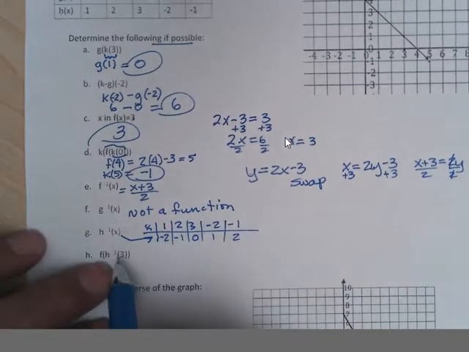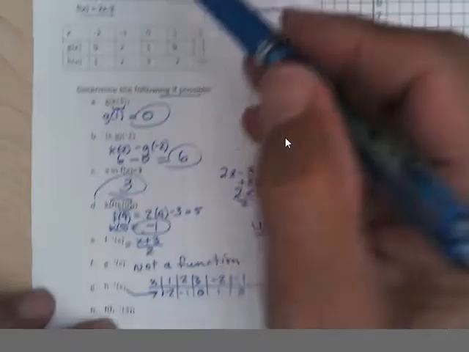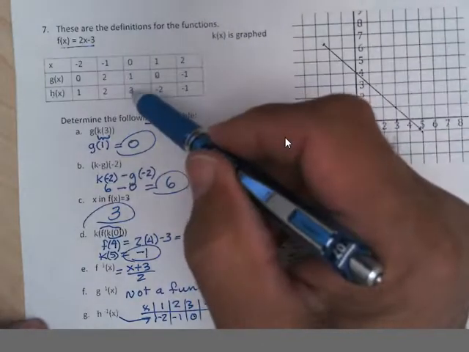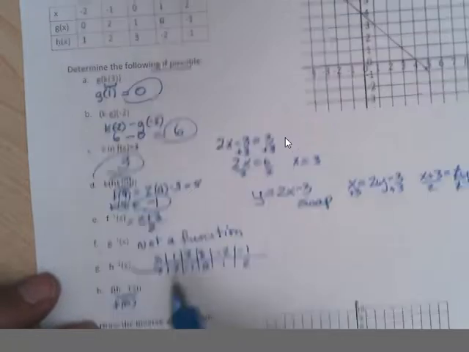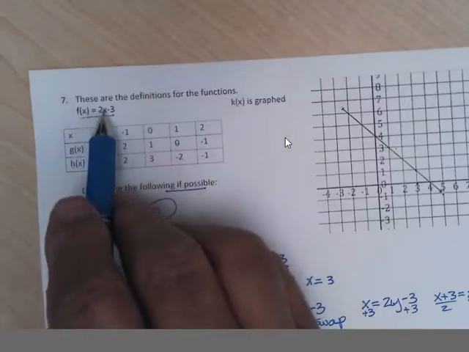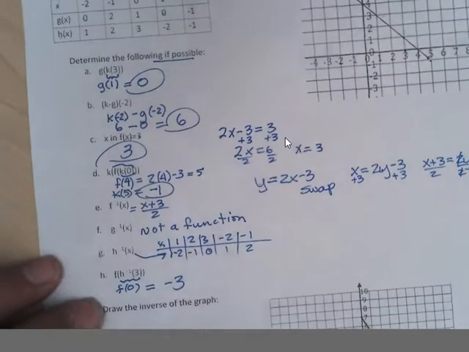All right, so if we put 3 into H inverse, we get 0. Or if you want here, we put in 3, we get 0. So this part's 0, and we have to do f of 0. So 2 times 0 is 0 minus 3 is negative 3.